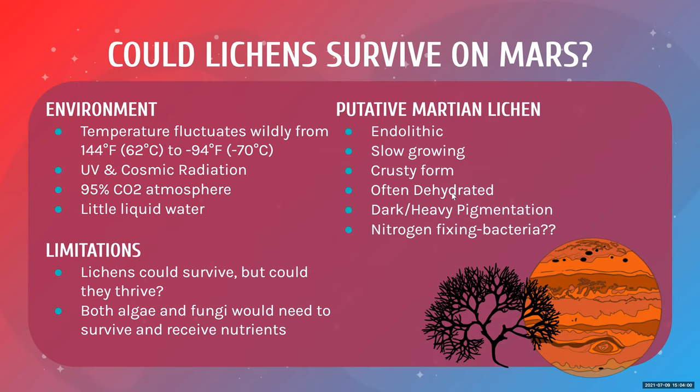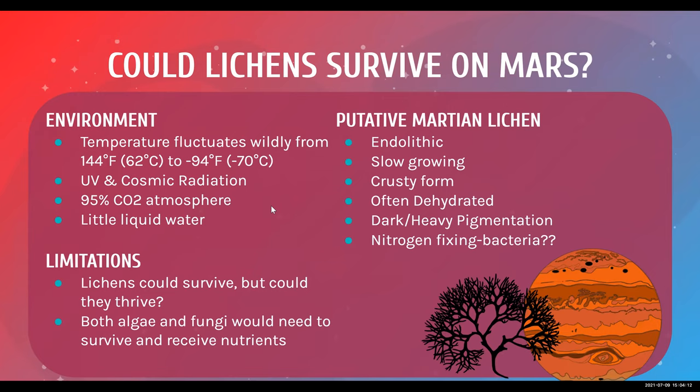They probably go through cycles of hibernation and dehydration based on when there is flowing water. And they probably have a heavy or dark pigment, like the black fungus or the very orange lichen, just to protect from the radiation. Interestingly, some lichens associate with bacteria, which can fix nitrogen. If we were to study these types of lichens, it's possible that they would be able to get the nutrients they need to run a lot of the photosynthesis and respiration that life long-term would need to survive. So that would also be an interesting question.